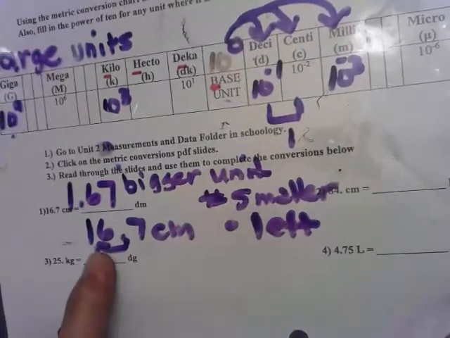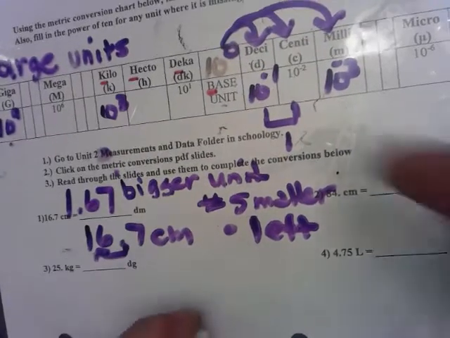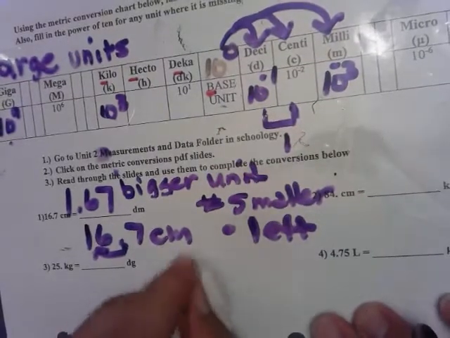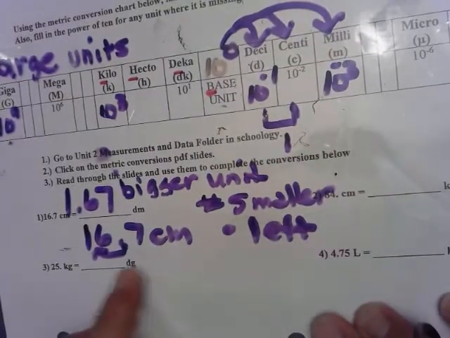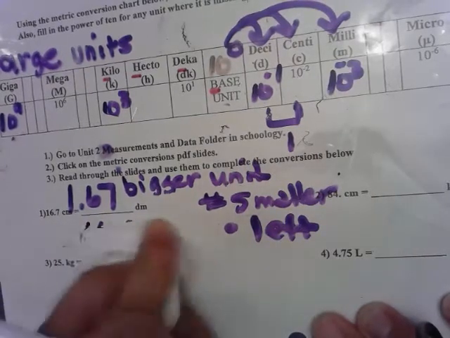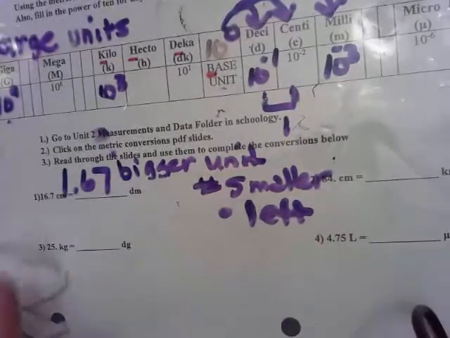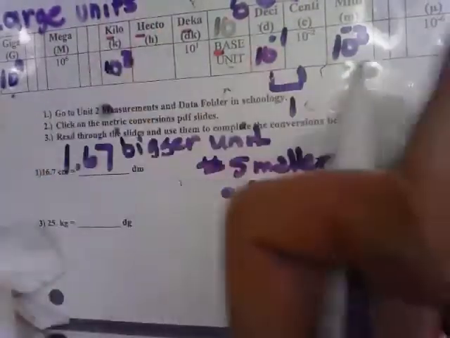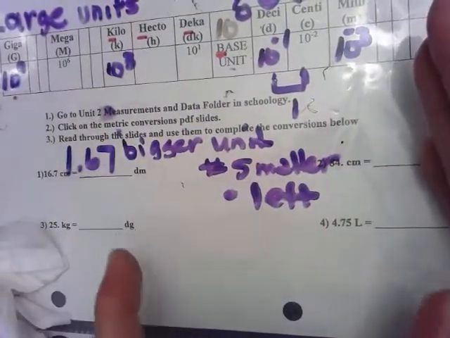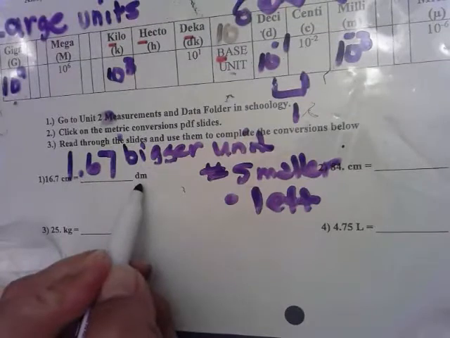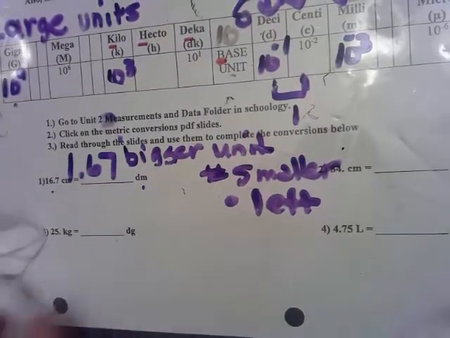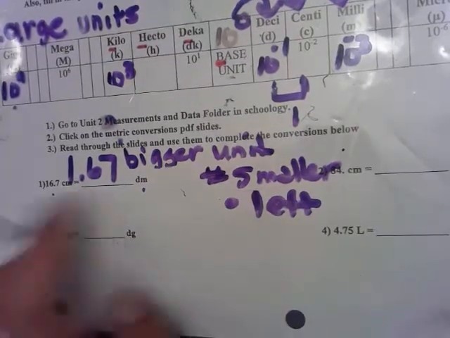Okay, so I went one decimal place over because there's one place between centi and deci. So I'm going to go one place smaller on the decimal point to make it 1.67 decimeters. Okay, so you have 16 centimeters. It's about this long where my hands are at. But you're going to make it 1.67 because a decimeter is always 10. There are 10 centimeters in a decimeter. So that's why your number is a little bit over 1.